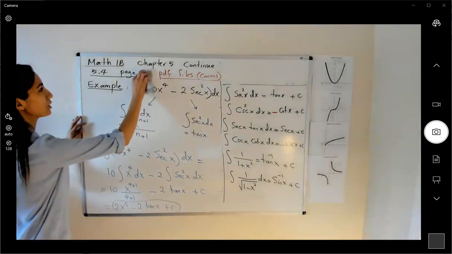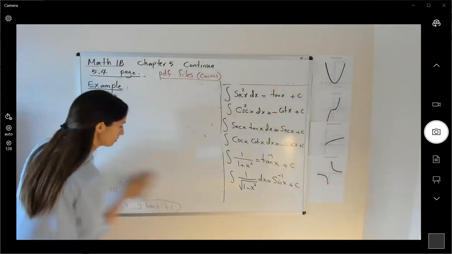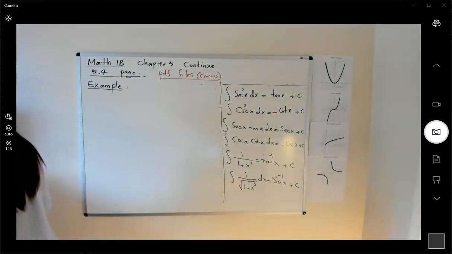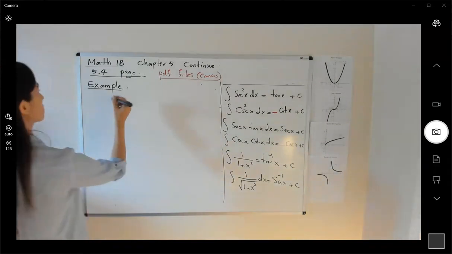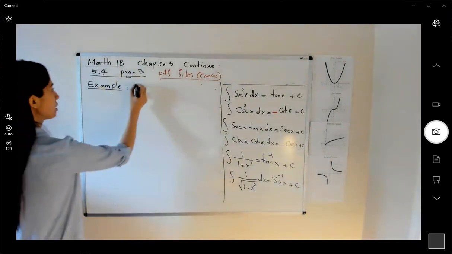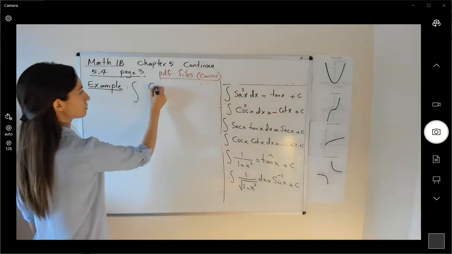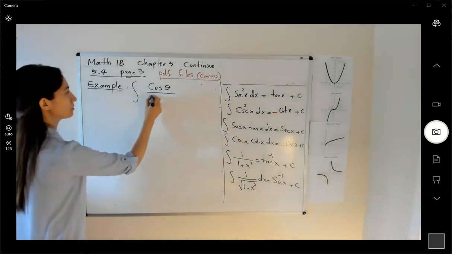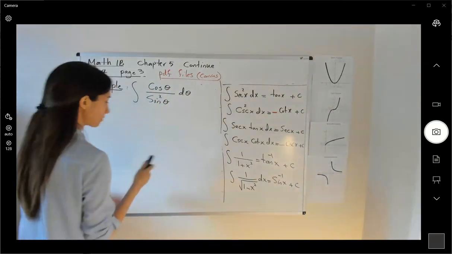Let us move on to page 3. Another example for you. Page 3 of part 5.4. Here you have the integral cosine theta divided by sine squared theta d theta.